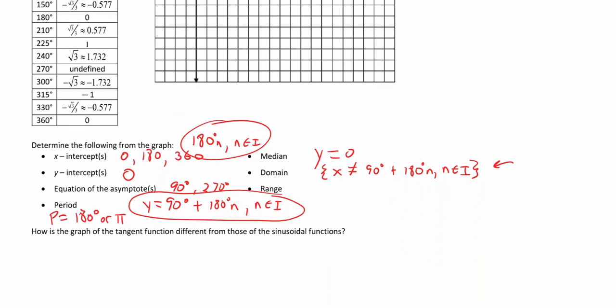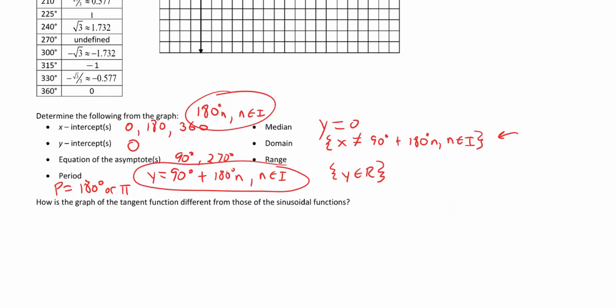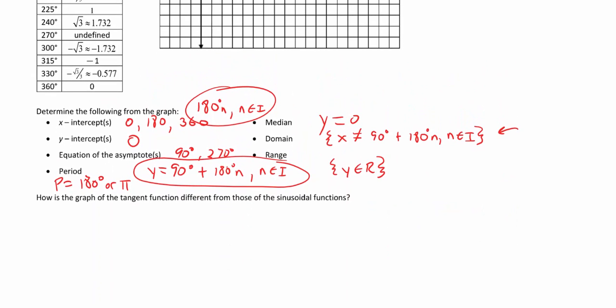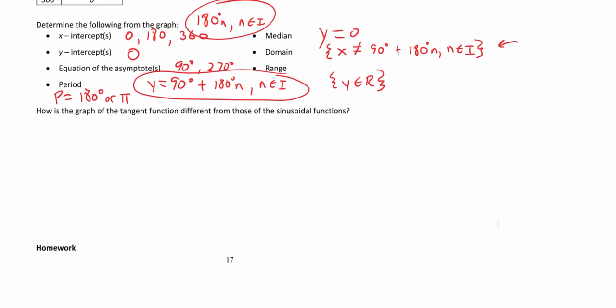All right, and then the range would be, well, the range can be anything, can't it? Doesn't it go like positive infinity and negative infinity at times? So that's going to be y is a member of the real numbers. All right, so like I said, the tangent ratio is more like the theory behind what it is and how it works, and we're not going to be doing much more other than that with the tangent ratio.